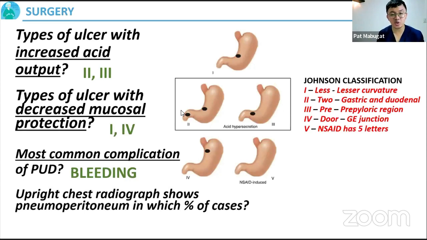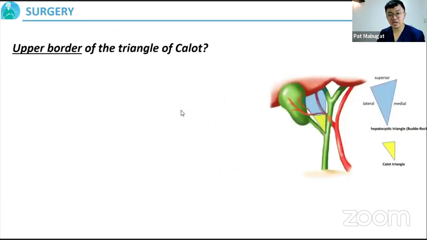Upright chest radiographs show pneumoperitoneum in which percent of cases? It's only accurate in 80% of cases. So you can have a patient who has a perforated stomach but will not present with pneumoperitoneum in 20% of cases, 1 patient out of 5. Okay. Next, we go to the liver.